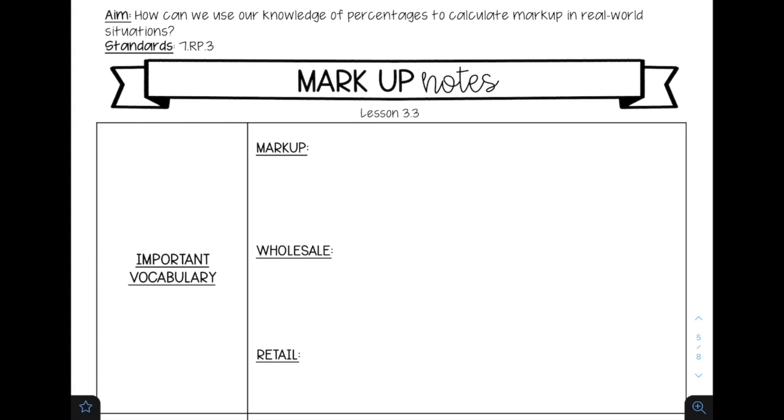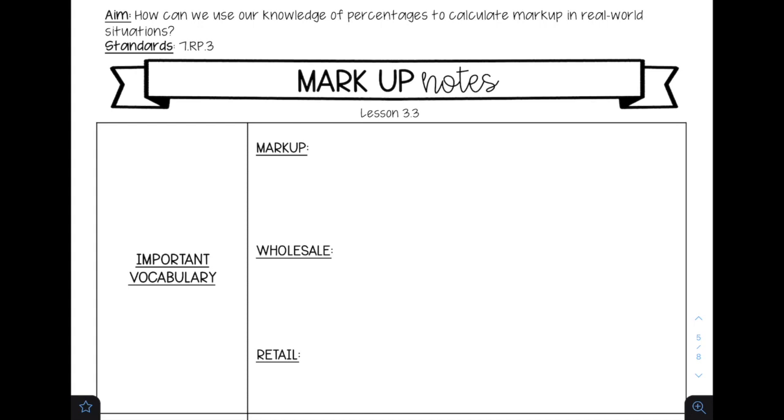Let's get to it. Welcome back. Today we're going to be working on lesson number 3. We're going to be talking about markups. Our aim for today is how can we use our knowledge of percentages to calculate markup in real world situations.